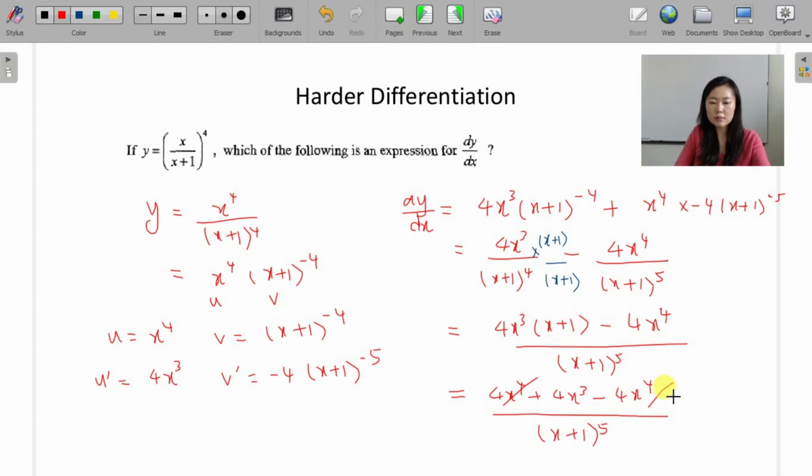That's it. Oh, completely missed. All right, that's it. So that's an interesting one. So this is, I guess, quotient or product together with a chain rule. Alrighty.